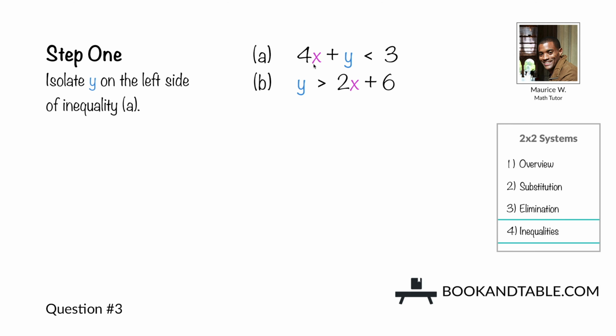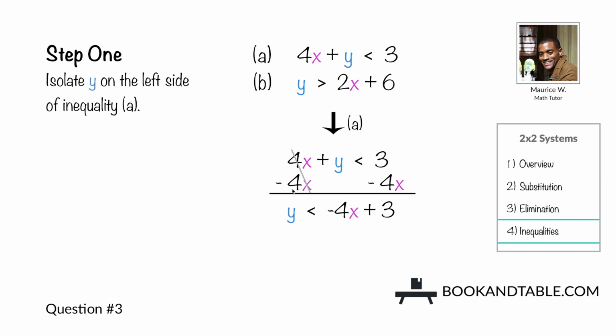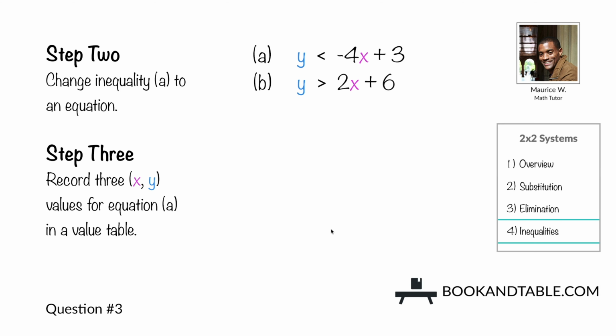Inequality A, we have 4x plus y is less than 3. Inequality B, we have y is greater than 2x plus 6. Step 1, isolate y on the left side of inequality A. We won't have to do anything to B since we already have y by itself on the left side. So for A, we want to subtract 4x from both sides, giving us y is less than -4x plus 3. So we'll rewrite inequality A this way instead.